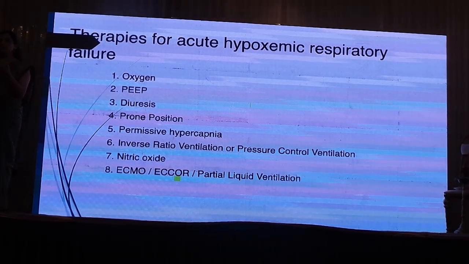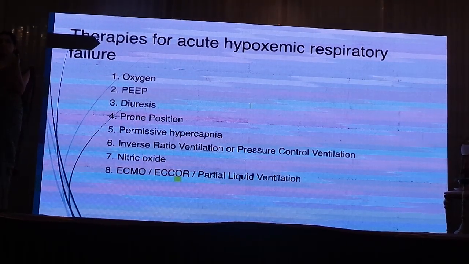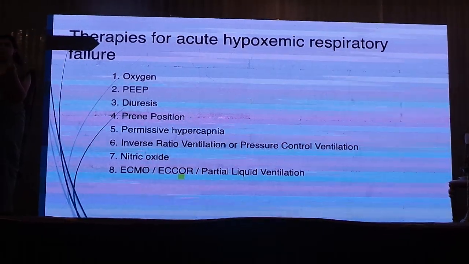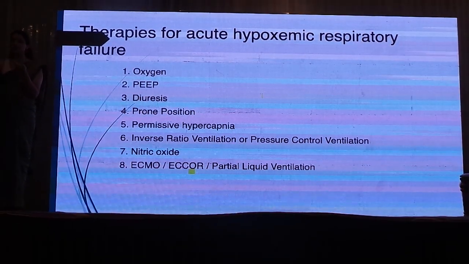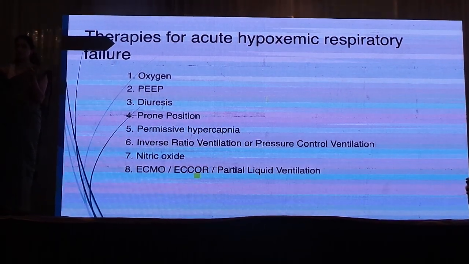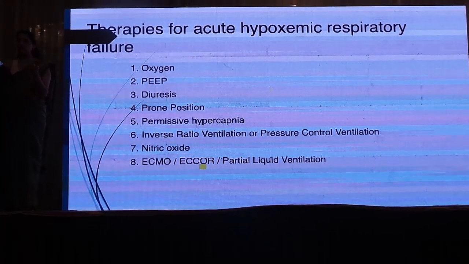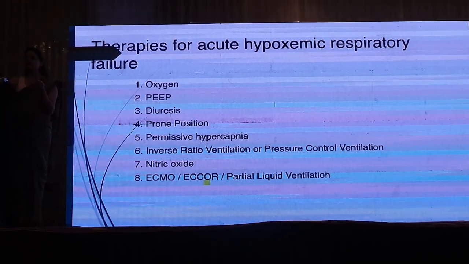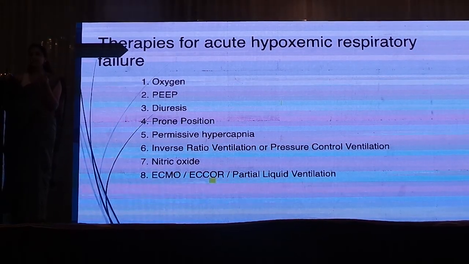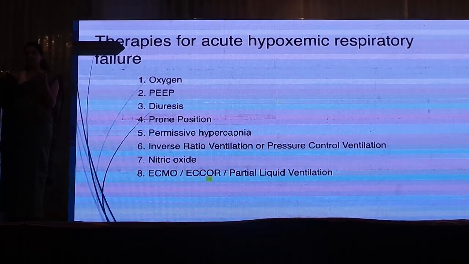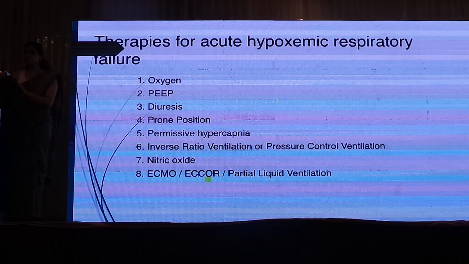So in case somebody has type 1 respiratory failure, of course, oxygen is the mainstay of the therapy. PEEP, to open up the alveoli. Diuresis in case of excessive water in the lungs. Prone position, permissive hypercapnia, we can allow it, like in ARDS we do. Inverse ratio ventilation, nitric oxide, and ECMO, ECCO2R, etc.